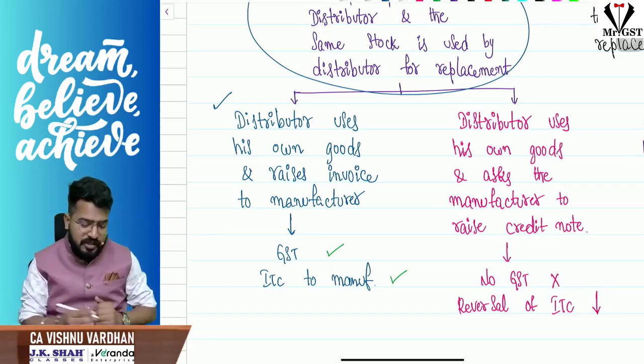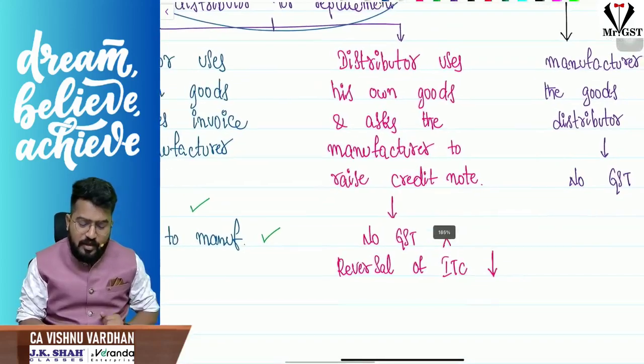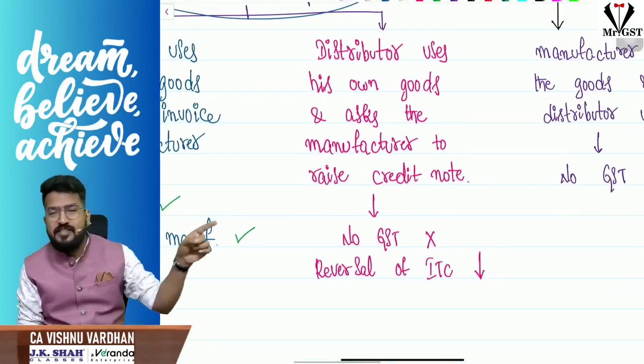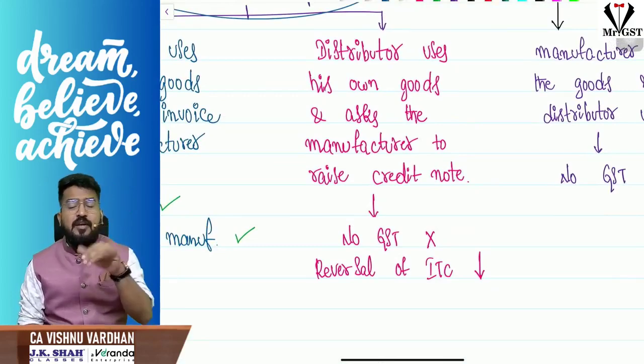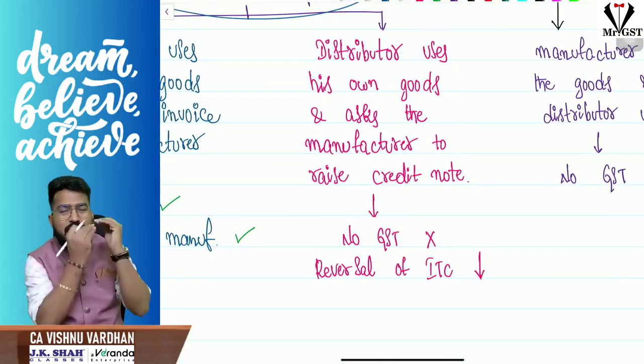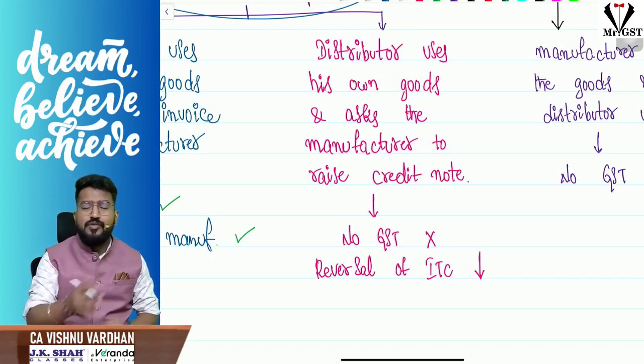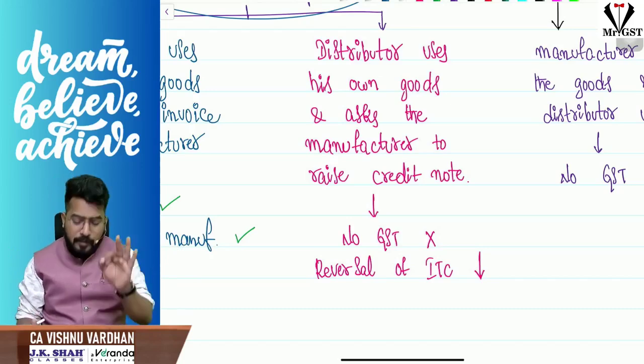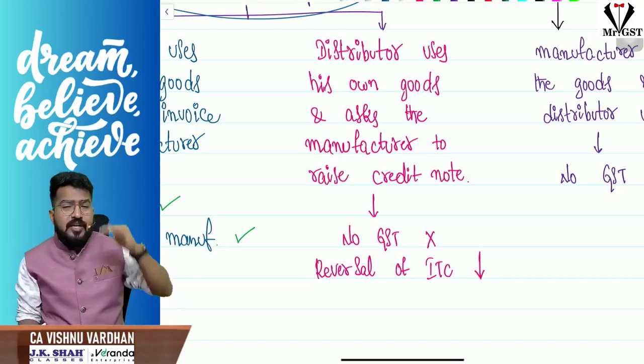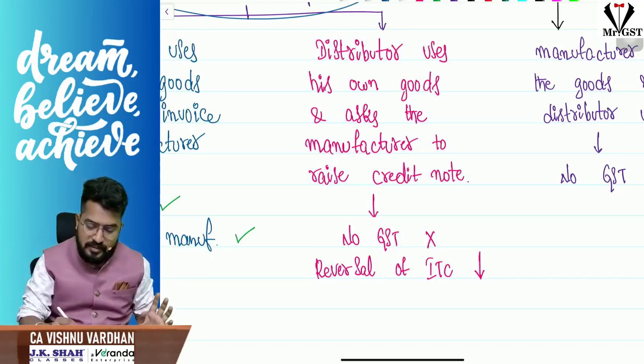No, you sold me 50 silencers, right? Of those 50 silencers, one silencer I am using for Vishnu sir's car for free replacement, sir. For that, please raise a credit note and reduce my liability. So what will happen, sir, in this case also, there won't be any GST liability, but the distributor has to reverse the proportionate ITC. That is the second possibility.